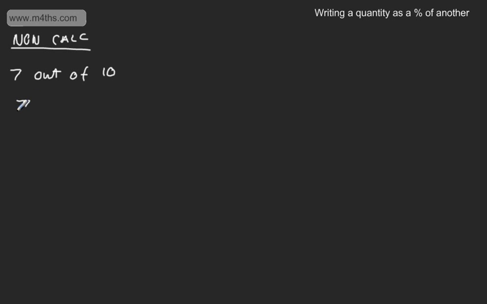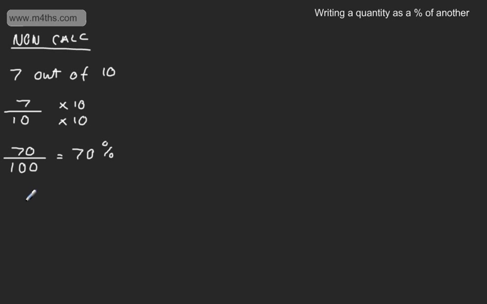All we do is write 7 over 10. We know that percentage is out of 100, so we look to make the denominator of this fraction 100. I can see that I need to multiply the numerator and the denominator by 10, and that's going to give me 70 out of 100, which is 70%. So if we want to write 7 now as a percentage of 10, it's 70%.